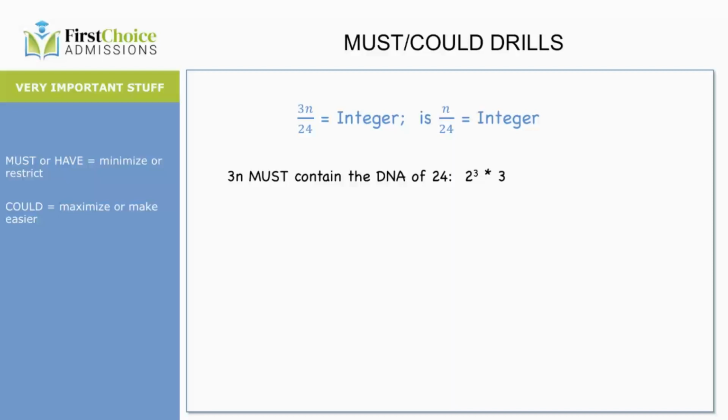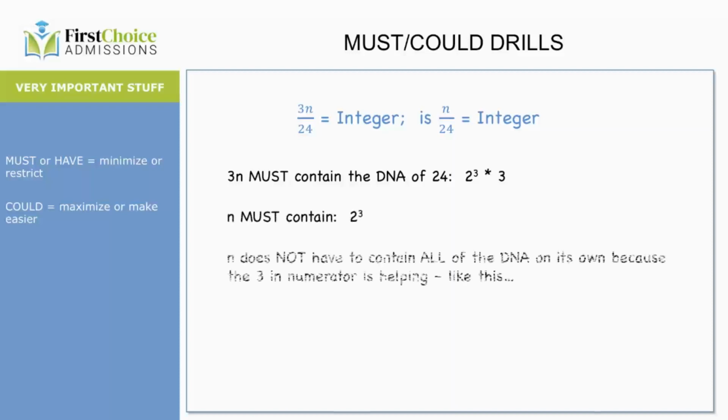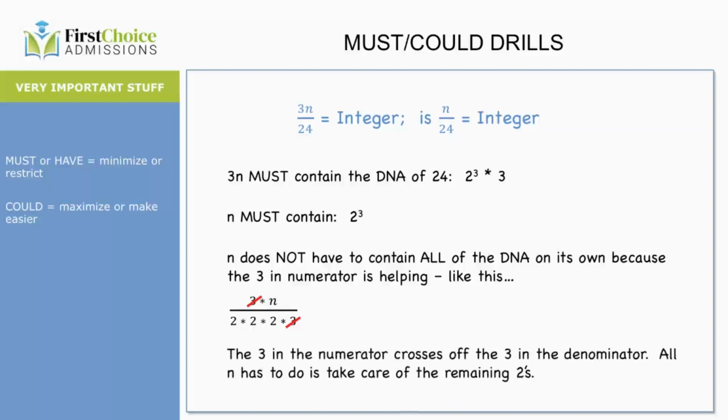3n must contain 3 2's and a 3. Now that means n must contain 3 2's. n doesn't have to contain that 3 because in the numerator, n's got a helper. n's got a 3 in the numerator, and that can cross off one piece of the DNA in the denominator, so n, all on its own, has to take care of those 3 2's. So at the very minimum, n's got to contain 2 times 2 times 2.